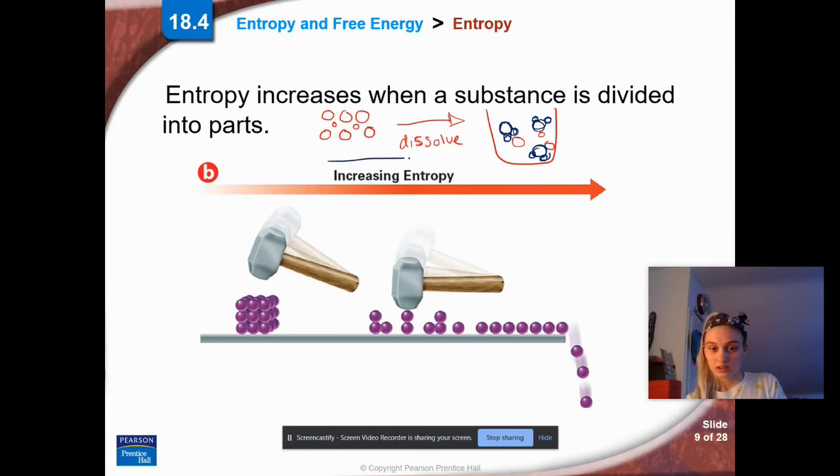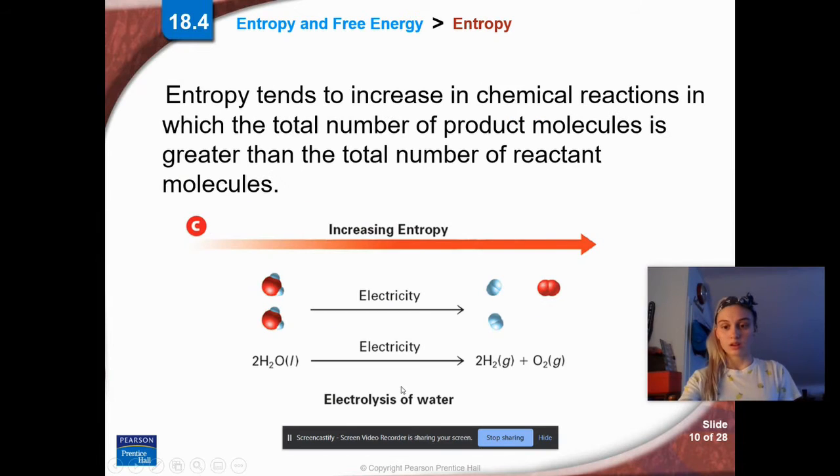So increasing delta S, that's entropy. Okay, and so you can also increase entropy if you're creating more molecules than you had in the reactants.